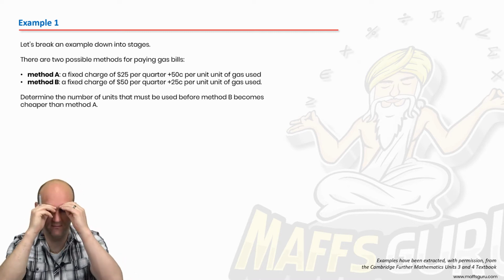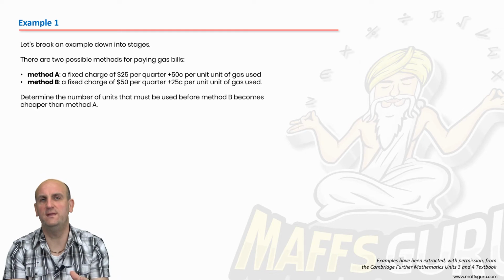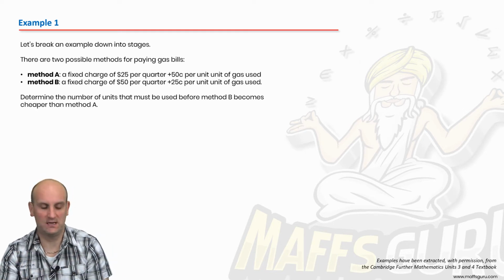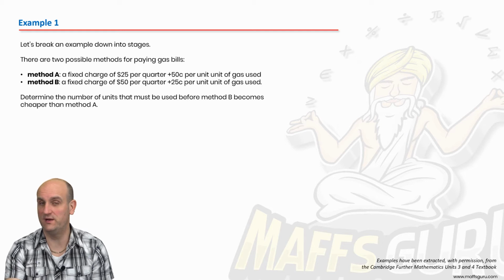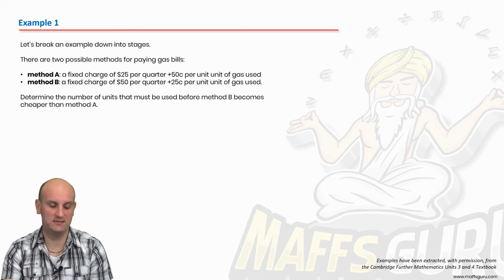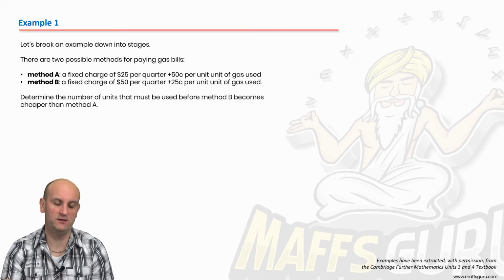This is screaming at me: draw a graph, find the equations, and work out which graph is cheaper or better at particular points. So method A: a fixed charge of $25 per quarter. If you remember from a previous video, a fixed charge is really just my intercept, plus 50 cents per unit of gas used. That sounds like a gradient to me.